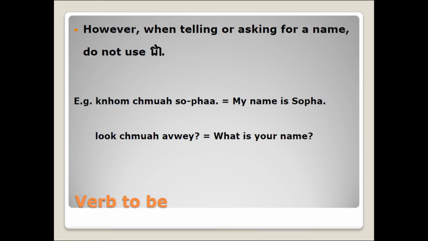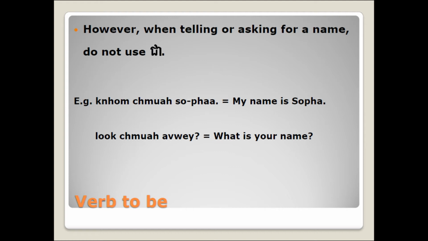There are, however, a few exceptions you need to remember when using chia. First of all, do not use chia when telling or asking for a name. For example, ខ្ញុំឈ្មោះសុផា. So, do not say ខ្ញុំឈ្មោះជាសុផា. Instead, simply follow the structure shown above, which is ខ្ញុំឈ្មោះសុផា.